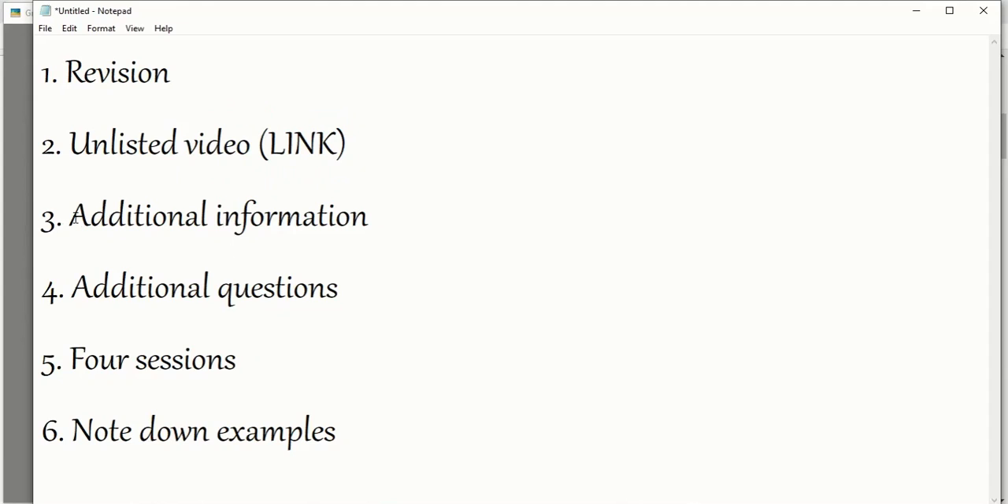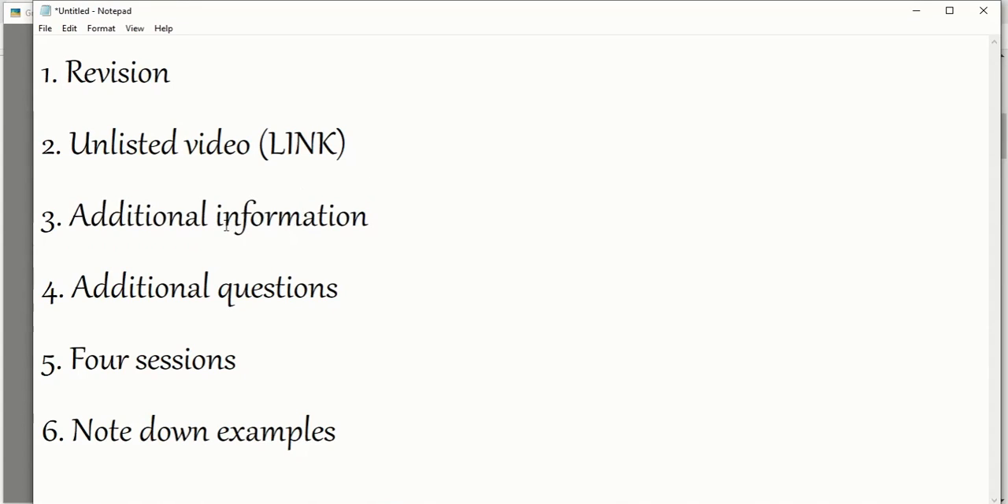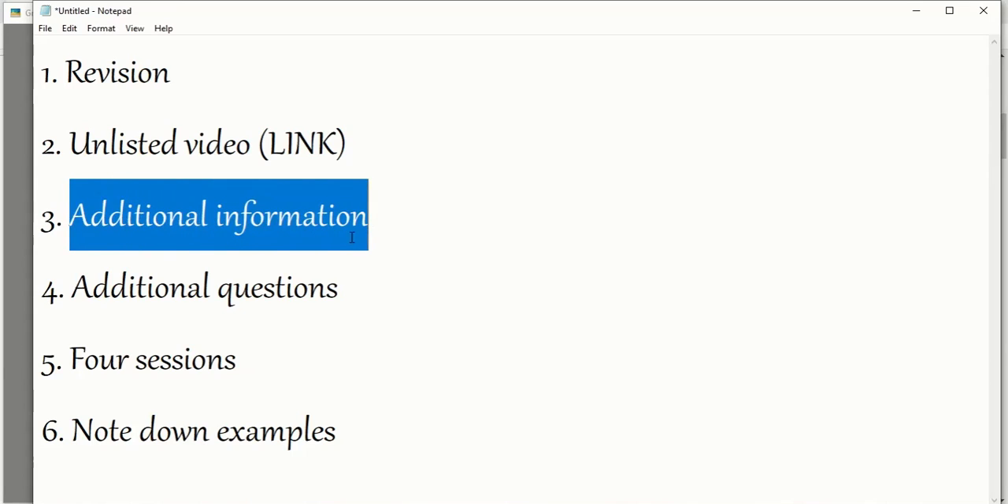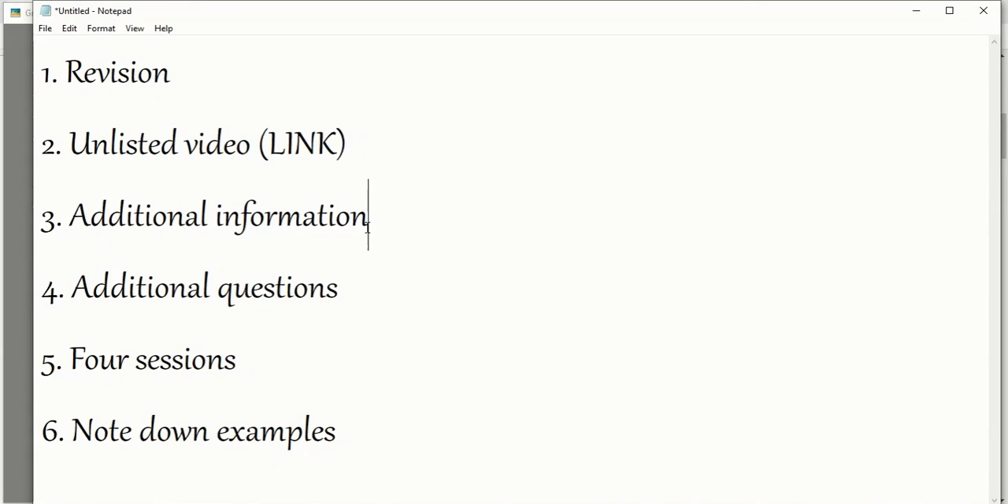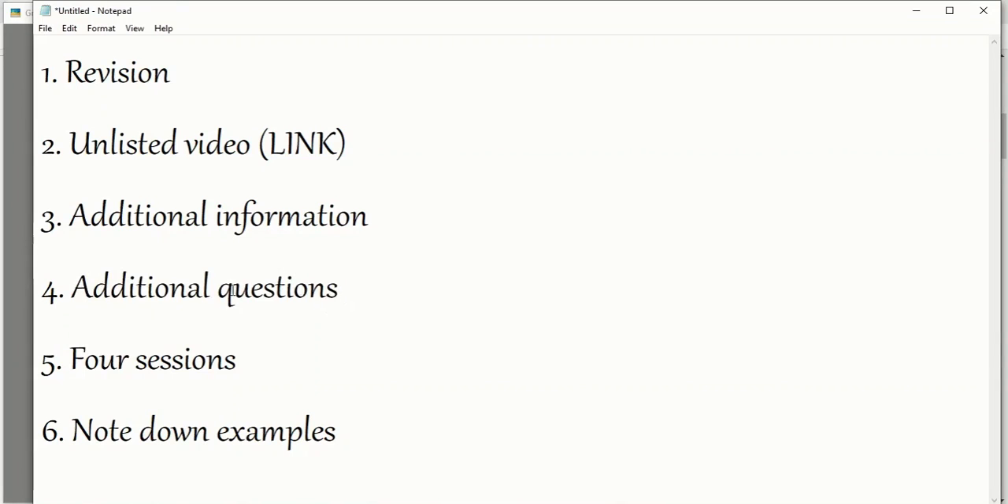The third point is this video is going to have additional information. That means any notes, any examples that are not in your textbook will also be included in this video. Since this is grammar, you need a lot of additional information. That means you will have extra exercises also. So please note that you have to keep on noting down whatever is being taught to you in this video. Next, you are also going to have additional questions. That means your questions will not be only from the textbook, it will be out of the textbook as well.